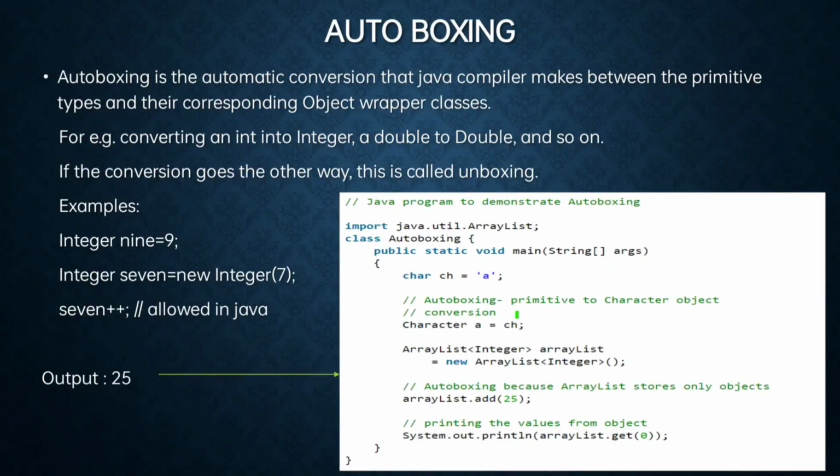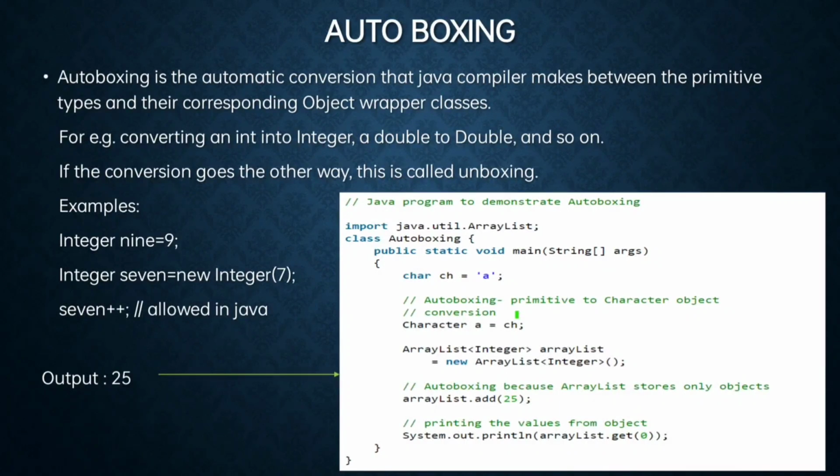Now let's see this example. Here we have a class Autoboxing and we have a Character ch. So we are autoboxing the primitive to a Character object, like Character ch = 'a'. Now we have an ArrayList and we are adding 25 to the ArrayList. After printing arrayList.get(0), we will be getting 25. So arrayList.get(0) is a method to get the value from the ArrayList. This process is known as autoboxing.